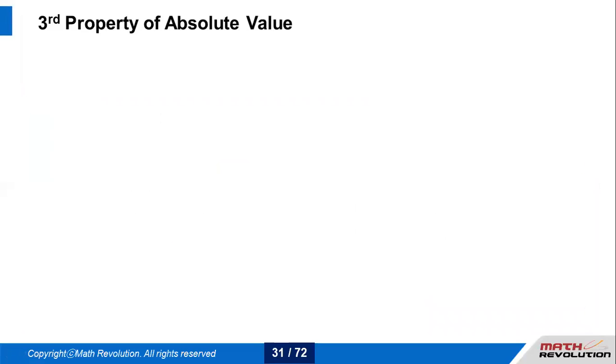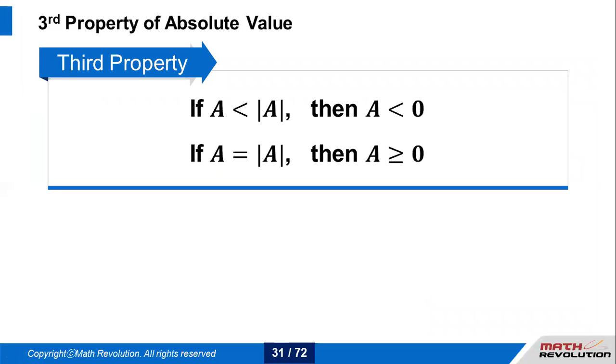Let's go with the third property of absolute value. If A is less than mod A, now it is not equals to, if A is less than mod A, then A has to be less than 0. And if A is equal to mod A, then A has to be greater than or equal to 0.